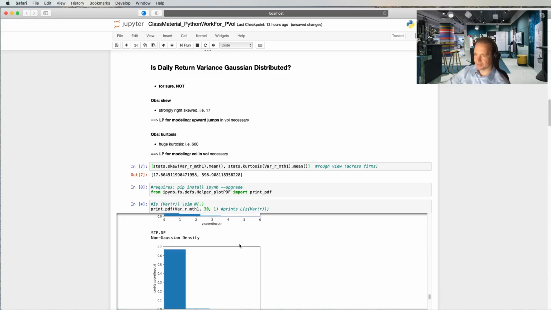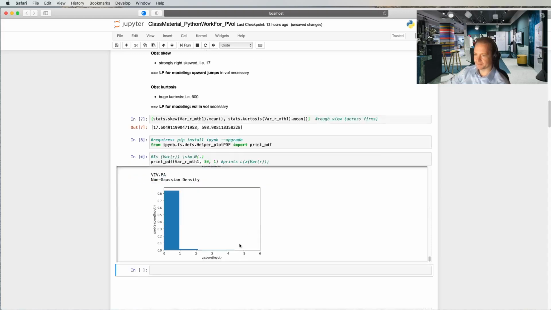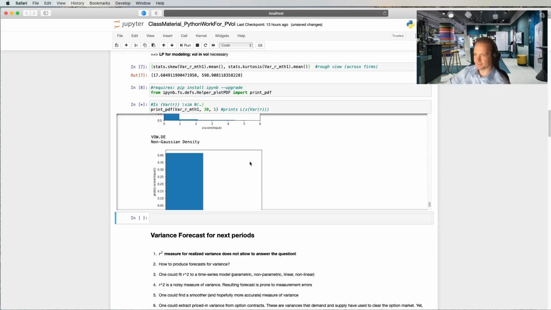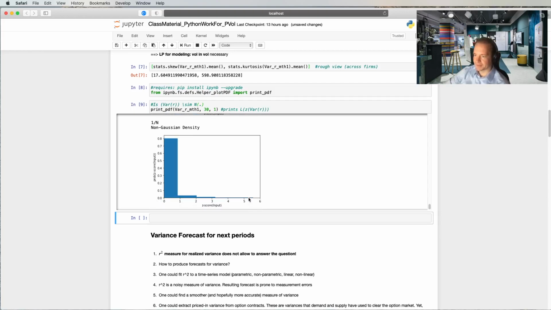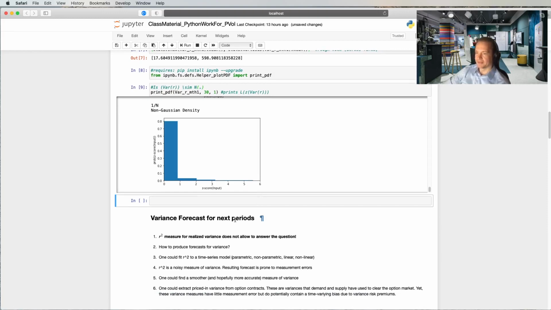Let's just go down to Volkswagen. It's interesting. That looks like a uniform. I don't know. And then the market here. Okay. So let's recap. Variance method 1 was computed using the squared return measure.